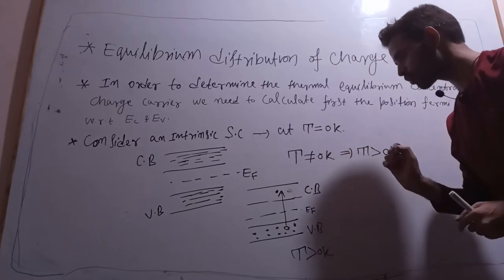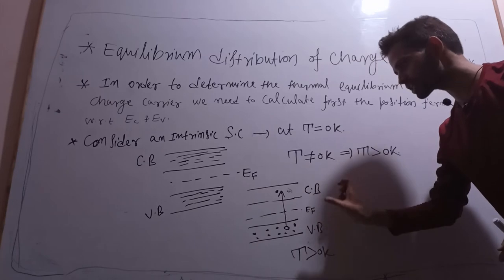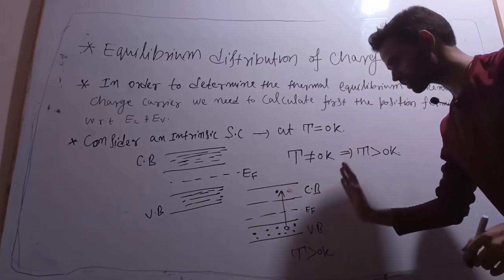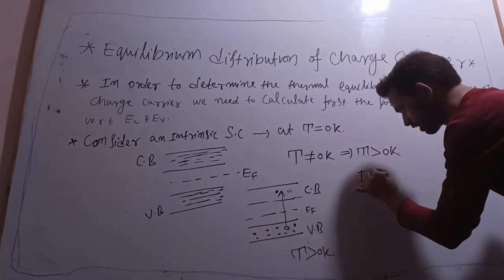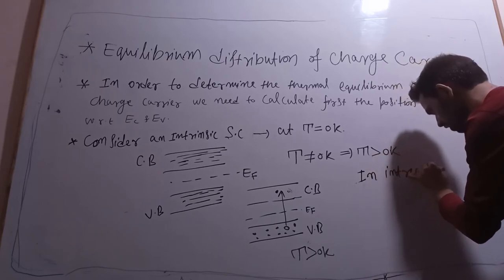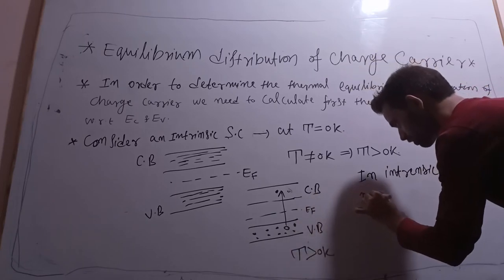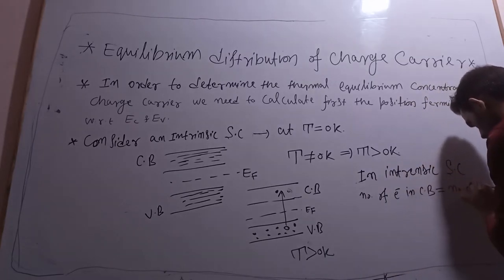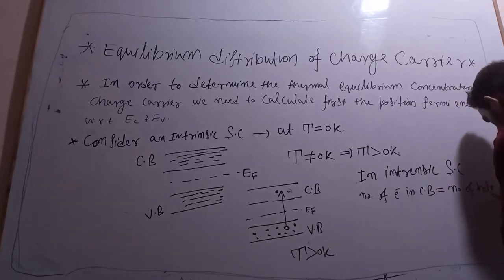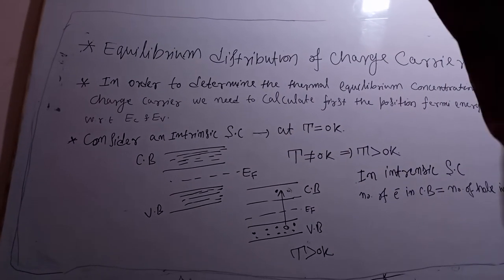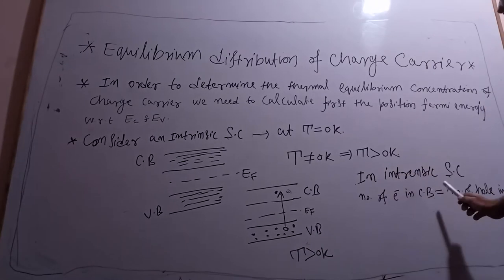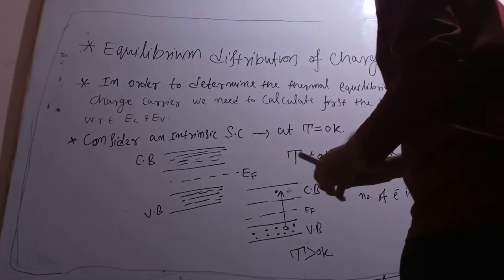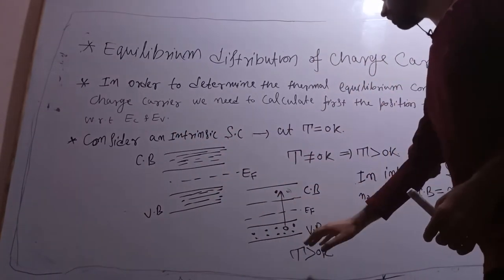Now from here, we can say that both electron and hole creation occur in pairs by thermal energy. Therefore, in an intrinsic semiconductor, the number of electrons in the conduction band is equal to the number of holes in the valence band. This is all about the intrinsic semiconductor when we increase the temperature.